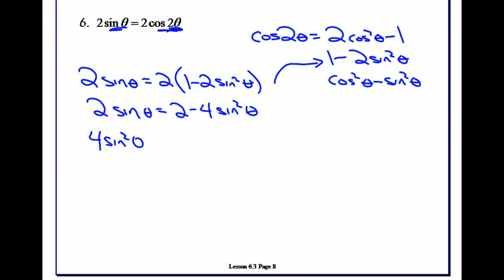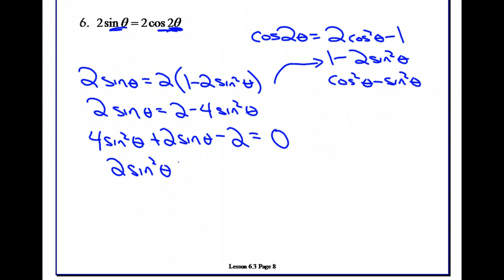I'll add on 4 sine squared of theta. I've got my 2 sine of theta. I'll bring over that 2. So minus 2 equals 0, reduced by 2. And I've got 2 sine squared of theta plus sine of theta minus 1 equals 0. And once I've reached this point, try to factor it. Can you factor that? Yes, you can. So factor that and solve it, just like we did in Chapter 6, Section 2.